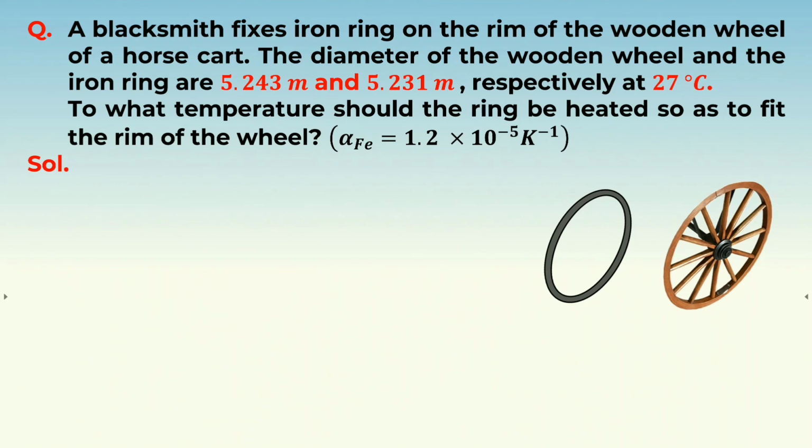A blacksmith fixes iron ring on the rim of the wooden wheel of a horse cart. Diameter of wooden wheel and the iron ring are given at 27 degrees Celsius. To what temperature should the ring be heated so as to fit the rim on the wheel? Obviously, there are single measure.